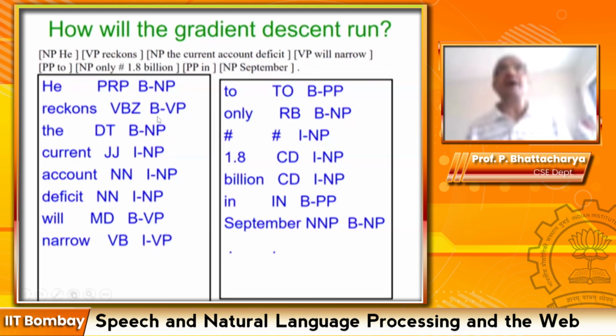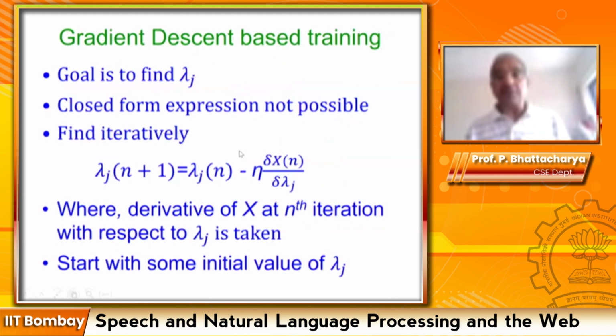At every position I have an expression consisting of the lambda values and the feature values. The feature values are known. I need to find out the lambda values. Okay, so that is my problem. And I find out the lambda values iteratively by making use of this expression.